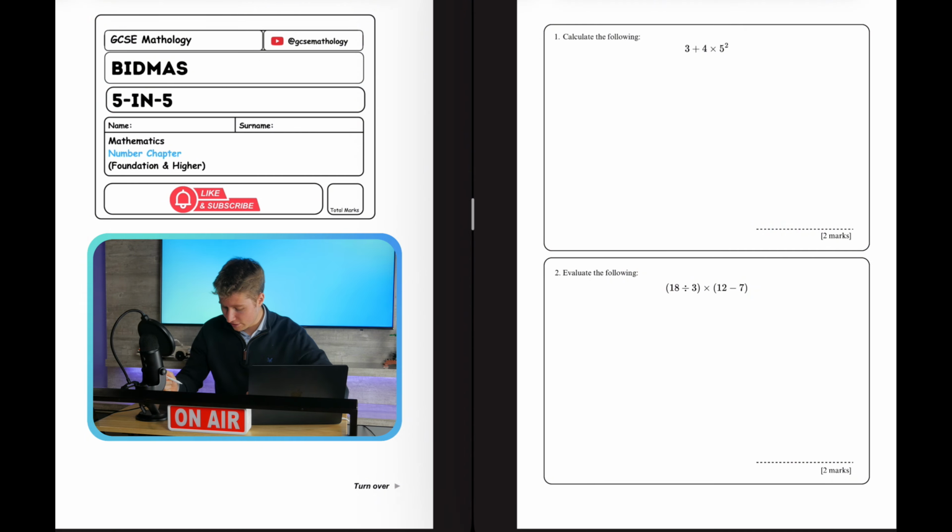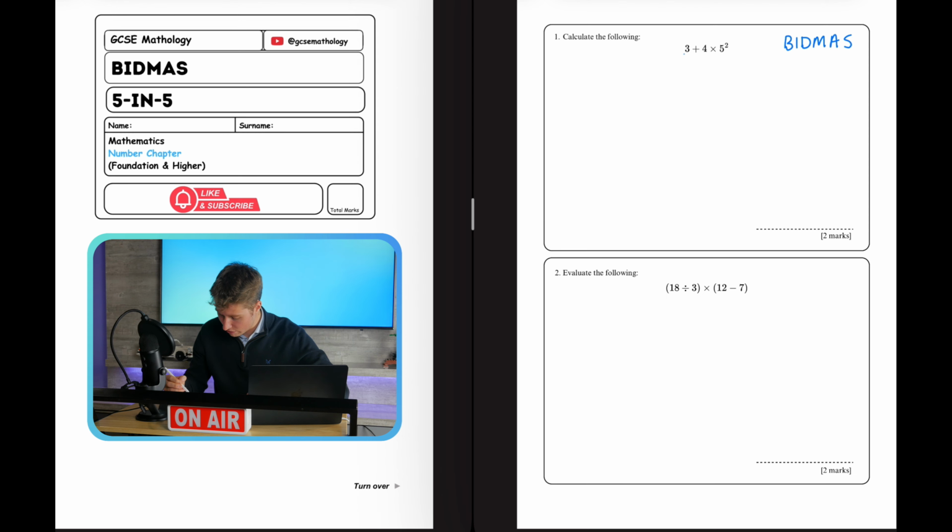Question 1 says calculate the following. We've got 3 plus 4 multiplied by 5 squared. So step 1 is to write BIDMAS in the top right hand corner. So BIDMAS. This is the order of operations where B stands for brackets, I stands for indices, D stands for division, M stands for multiplication, A stands for addition, and S stands for subtraction.